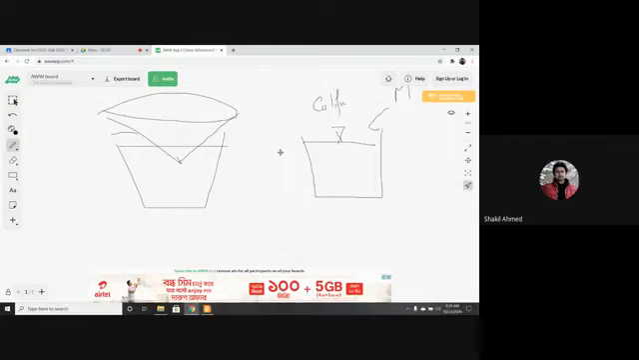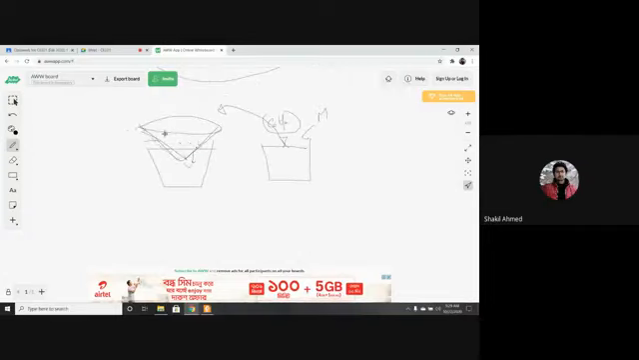The pore size of this filter is smaller than the size of the coliform bacteria. So when you filter this water, would the bacteria pass out? No, the bacteria will be stuck here, right? The bacteria will stick here, filtered. Am I right? Yes, sir.